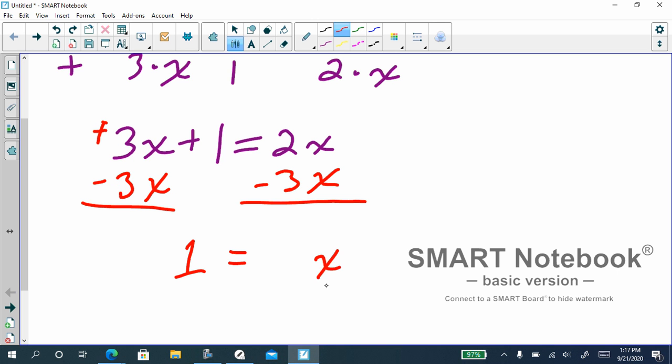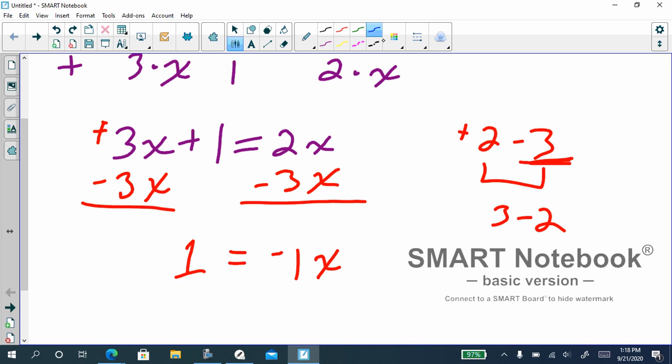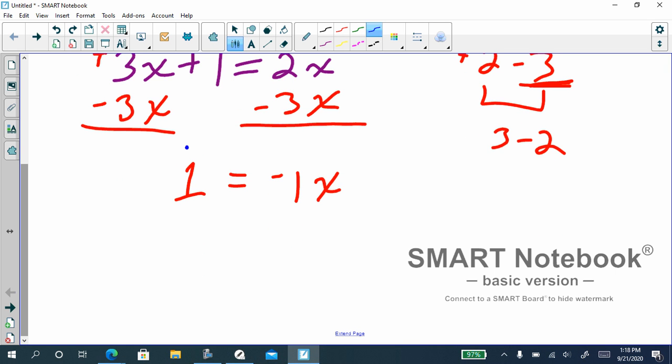left with some x's, and to find out how many, we need to do 2 minus 3. Those have opposite signs, so subtract the numbers. Take the sign of the bigger number. The bigger number is negative, so it's negative. So we have our constant on one side, the number that doesn't have an x, and we have our variable on the other side. Now to get x by itself, we need to get rid of that negative 1.